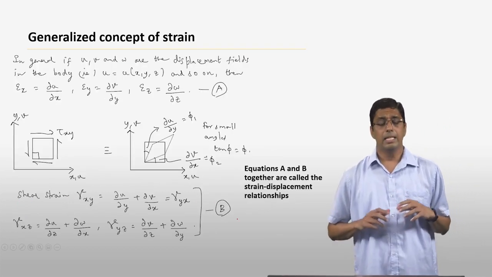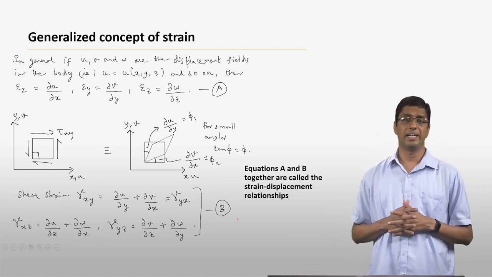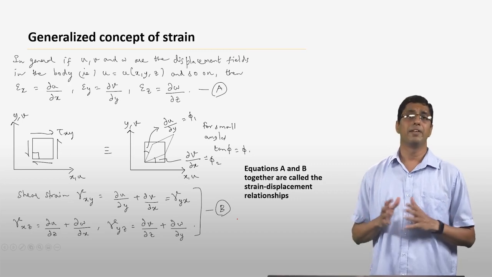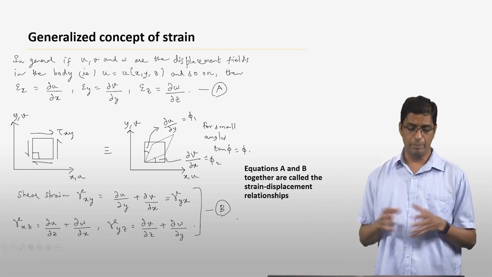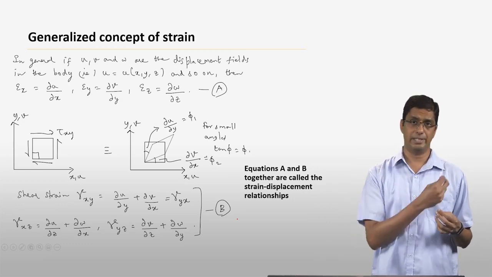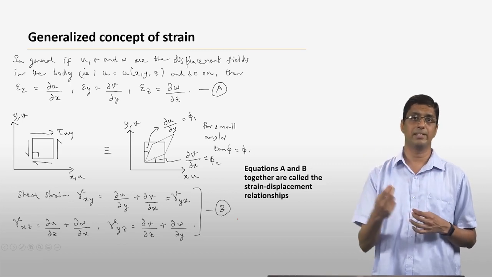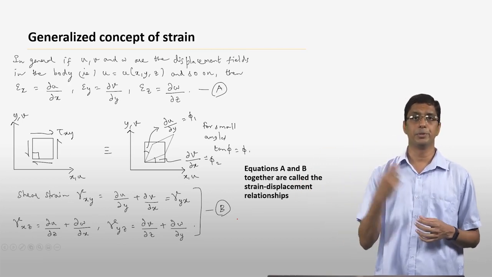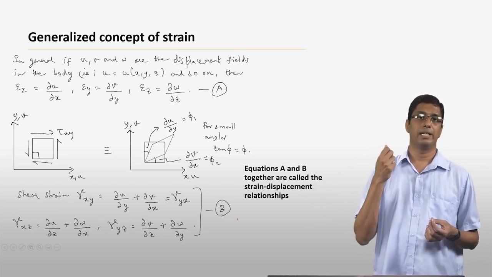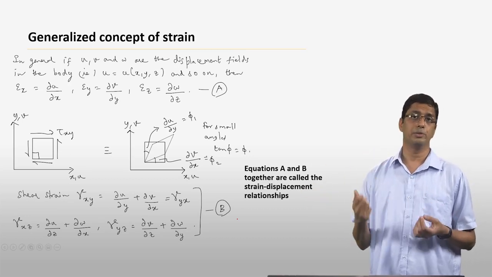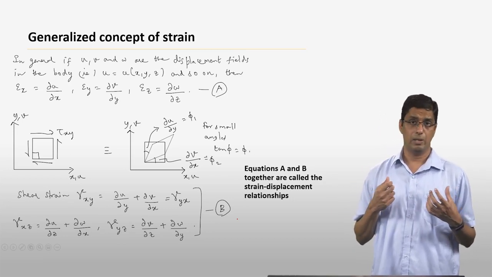The shear strain components are going to be a little bit different. For that, what we generally do is assume that u, v, and w are the displacement fields in the body. So at every location x, y, and z inside the body, you can look at what the displacement is in the x, y, and z directions. So u is a function of x, y, and z, v is a function of x, y, and z, and w is also a function of x, y, and z, where w is the displacement in the z direction.